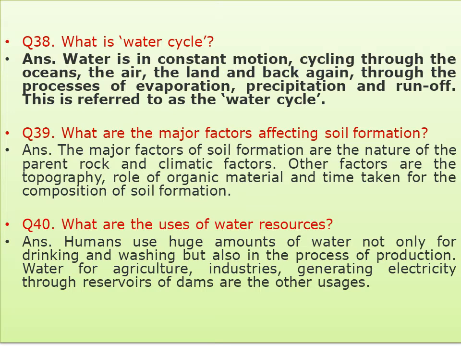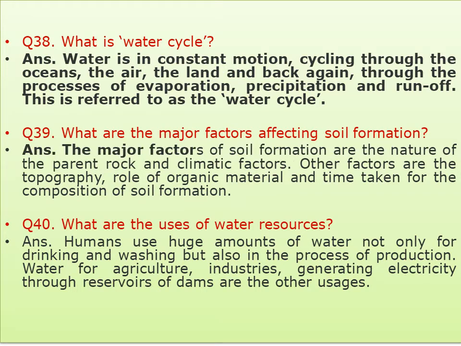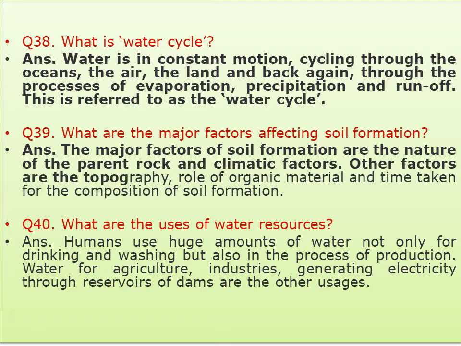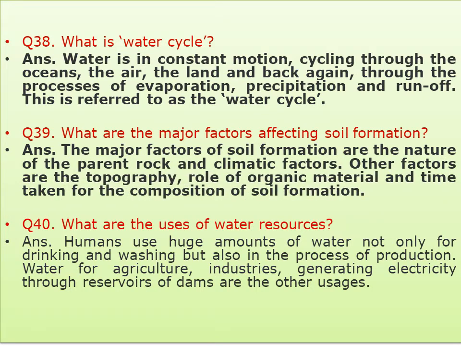Question number 39. What are the major factors affecting soil formation? The major factors of soil formation are the nature of the parent rock and climatic factors. Other factors are the topography, the role of organic material, and the time taken for the composition of the soil.